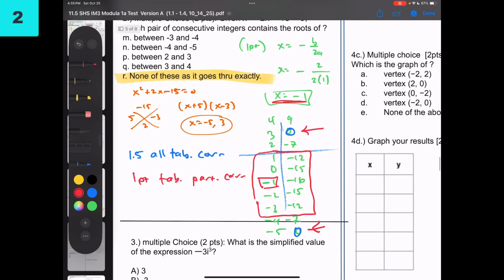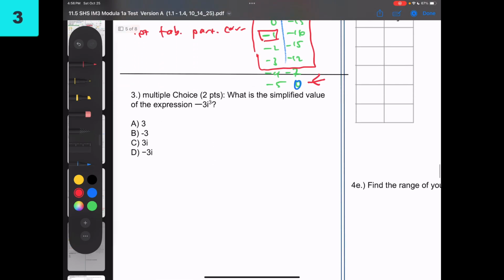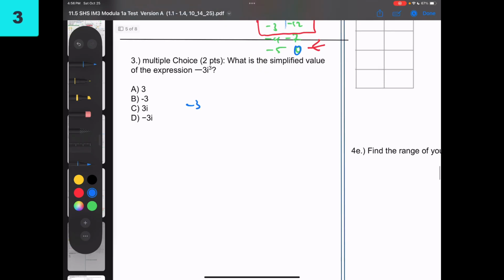Okay. Number 3, what is the simplified value of -3i to the 3rd power? So -3i, I'm going to break that down to i squared times i, because i squared is equal to -1. So if I multiply those, I get +3i, and that would be choice C.